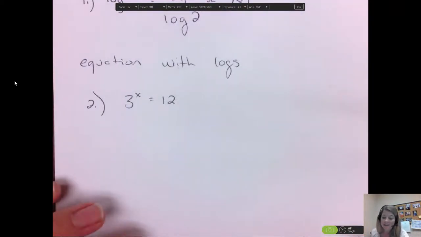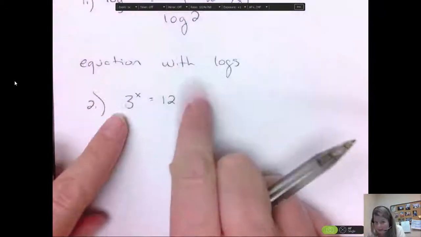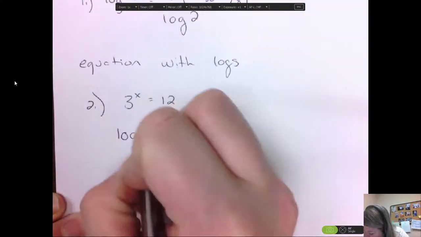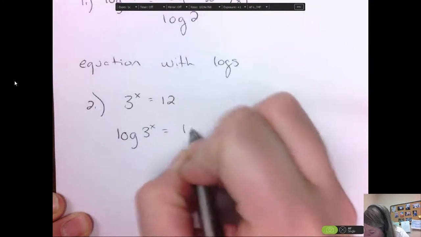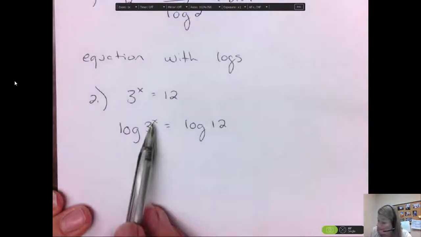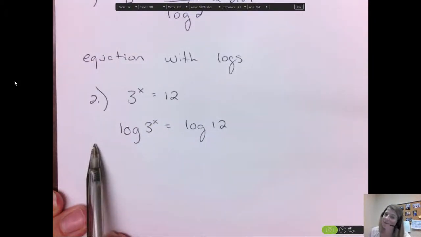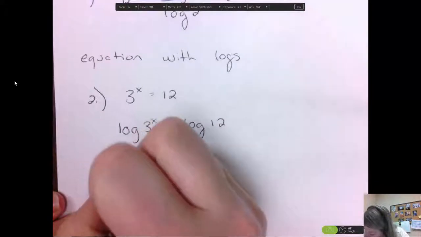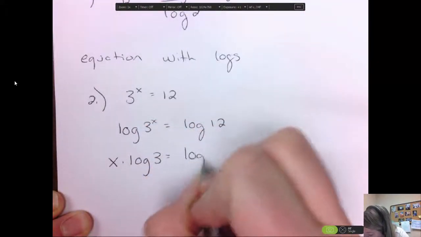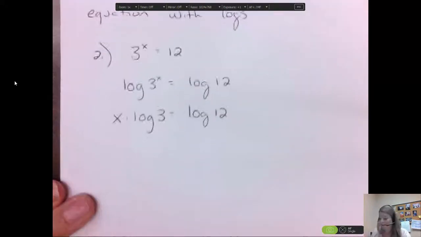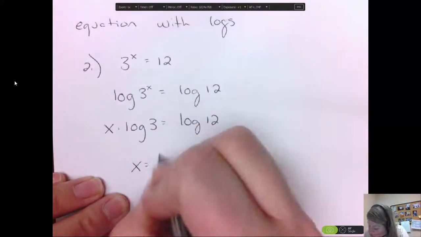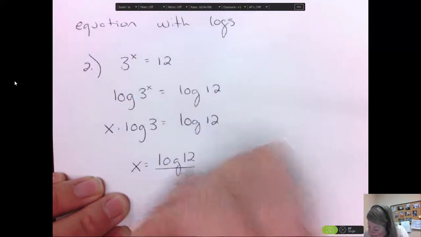So what we do is we magically appear log on both sides because what you do to one side you do to the other. So I take the log of both sides. On this side I get log of 3 to the x. On this side I get log of 12. Then from here, I know I could take down the exponent, hence the reason why we like these. So this becomes x times the log of 3 equals log of 12. And then I can divide by the log of 3 and I will have my x. So I'll have log of 12 divided by log of 3.